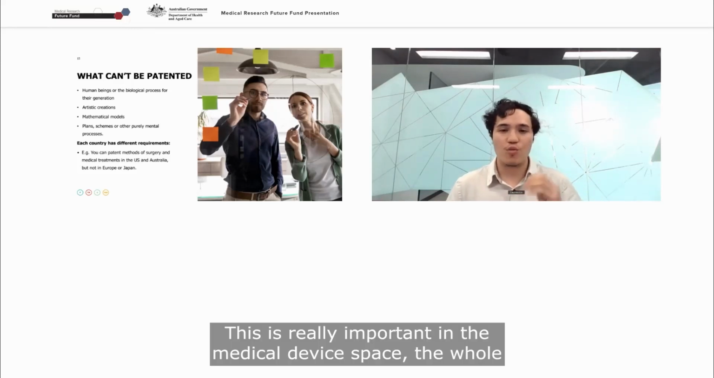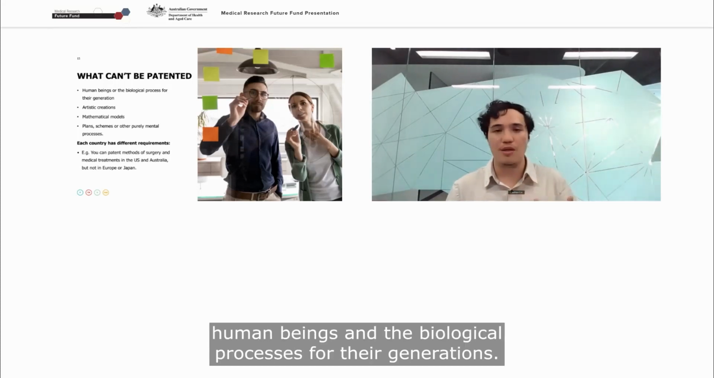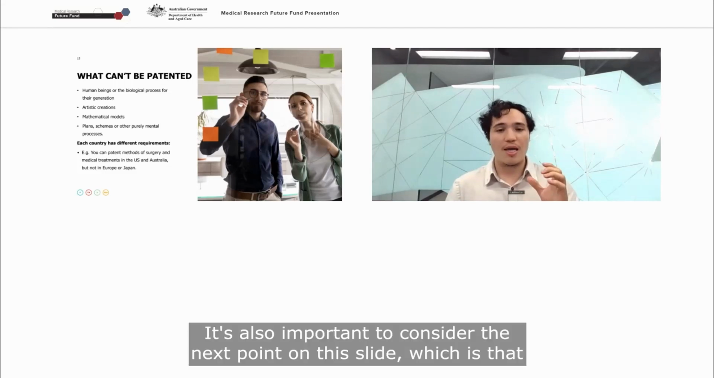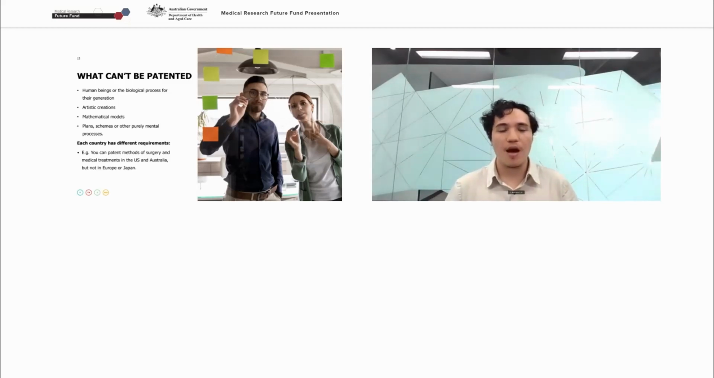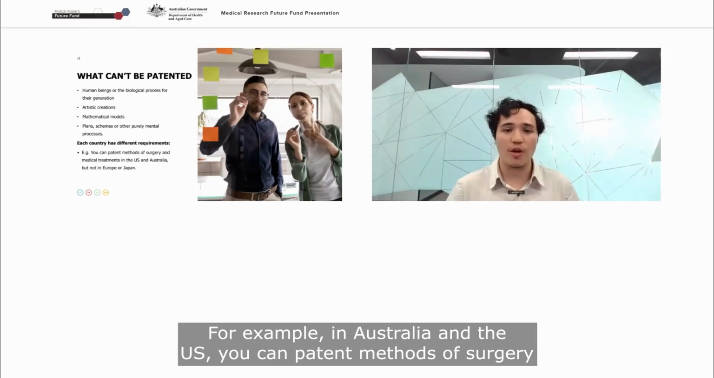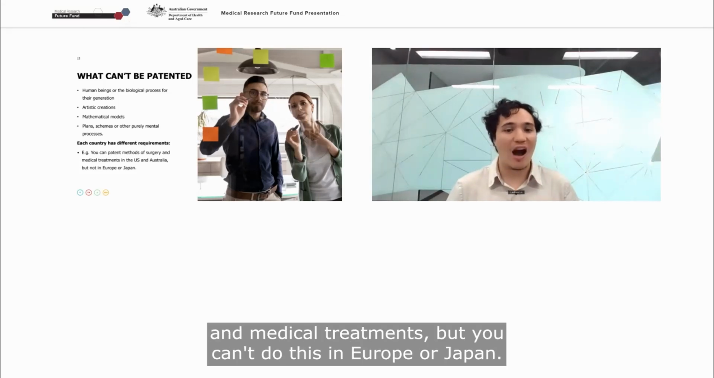This is really important in the medical device space, the whole human beings and the biological processes for their generations. It's also important to consider the next point on this slide, which is that each country has different requirements for what can and can't be patented. For example, in Australia and the US, you can patent methods of surgery and medical treatments, but you can't do this in Europe or Japan.